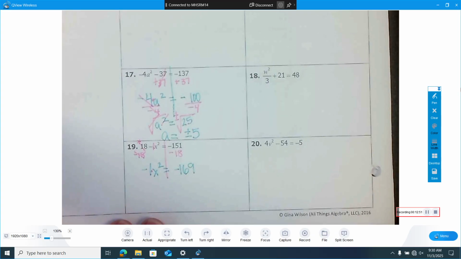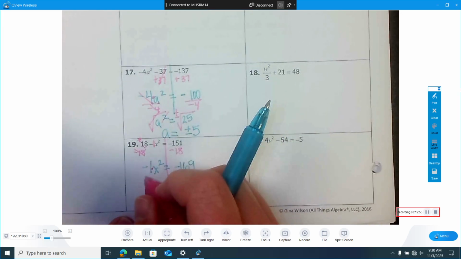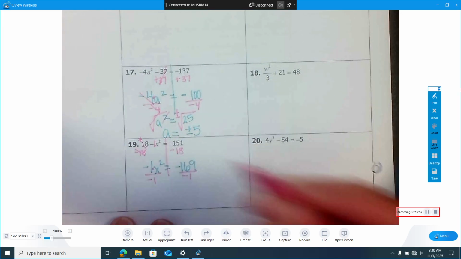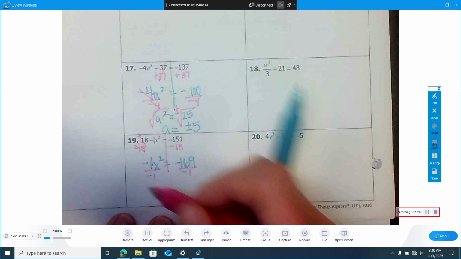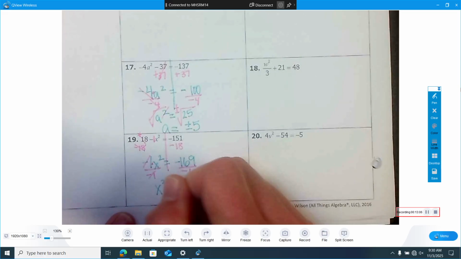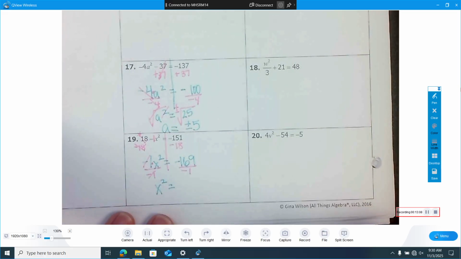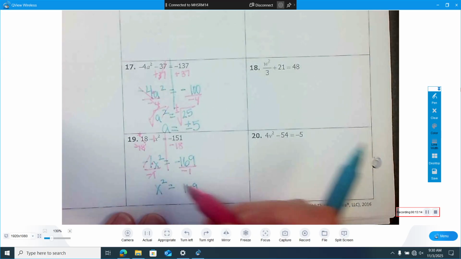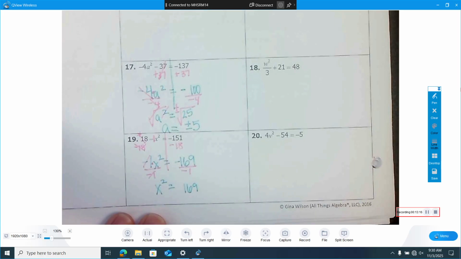How do we get the x squared by itself? Divide both sides by negative 1. So times by negative 1 and divide by negative 1. Cancels out, leaving x squared equals, what's negative divided by negative? Positive 169. And then how do we get rid of the power?